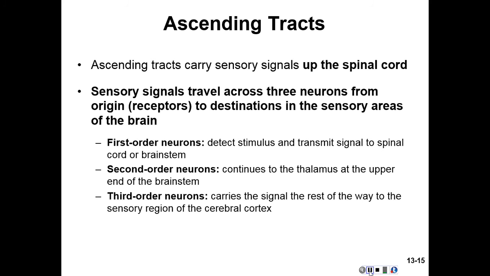Now, the second order neuron: once it forms that first order neuronal synapse, it begins to either decussate, cross over, or stay on the same side, but it's going to travel up. Now it's going to form a synapse with what we call the second order neuron, and it's going to carry the impulse up through the thalamus. Now the thalamus is that gateway to the cerebral hemispheres. So 90% of all sensory information must travel through the thalamus to get to the upper brain centers.